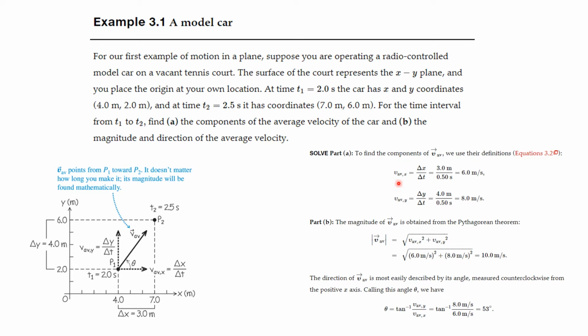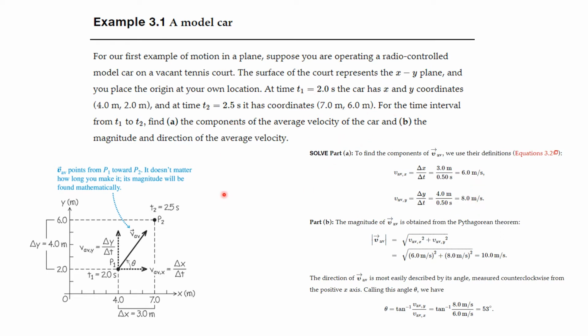So V average in the x direction is the change in x divided by the change in time. It's 3 divided by half is 6 meters per second. You see the units are meters per second. Similarly, the average velocity in the y direction is delta y over delta t. So it is 8. And so those are the components that we were asked to find in Part A.